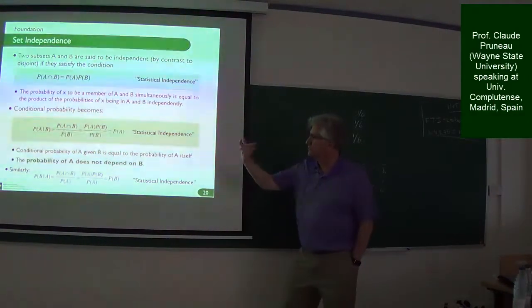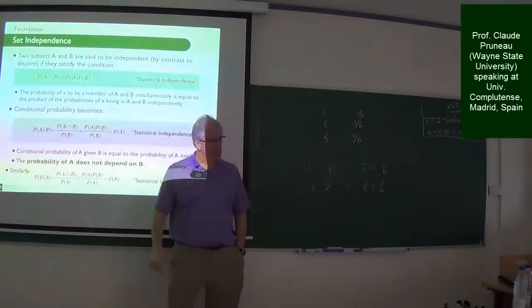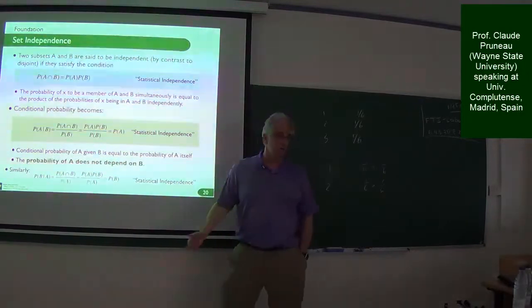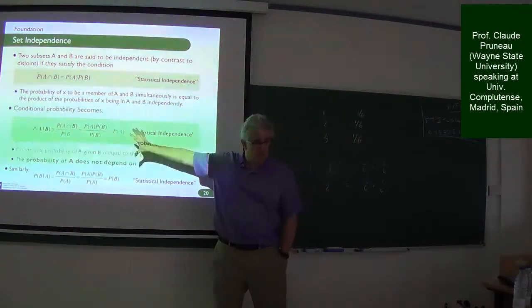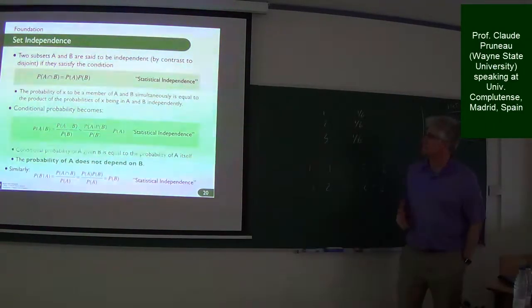Okay? And now I can reverse this, of course. I can say the probability of B, given that I know A has taken place, if that is equal to the probability of B itself, I know that two events are statistically independent. And so in correlation measurements, this sort of thinking will come back quite a bit.